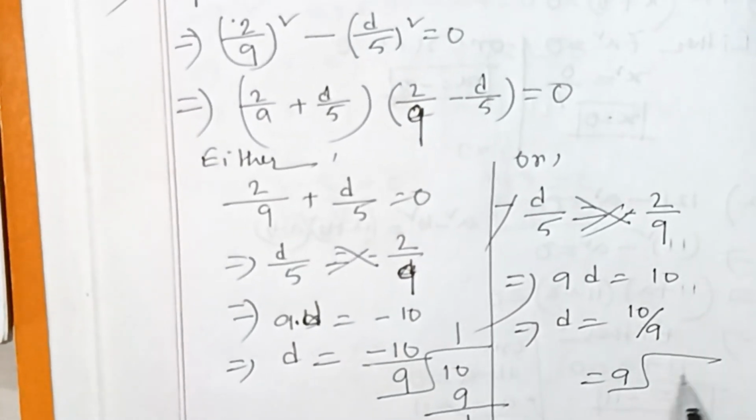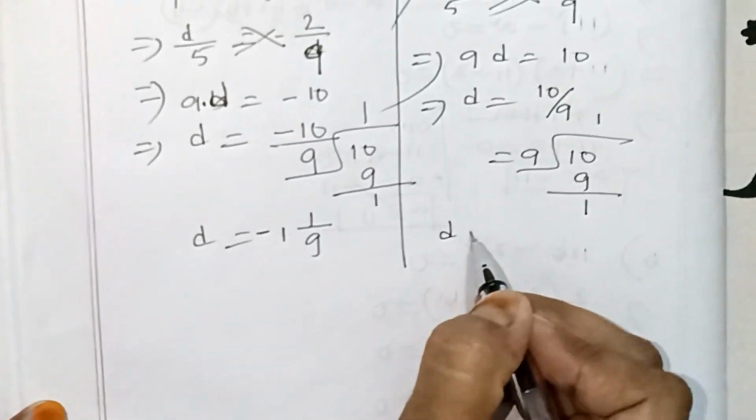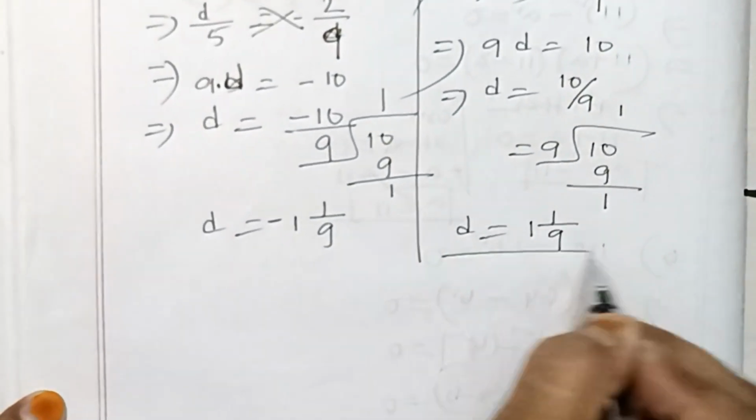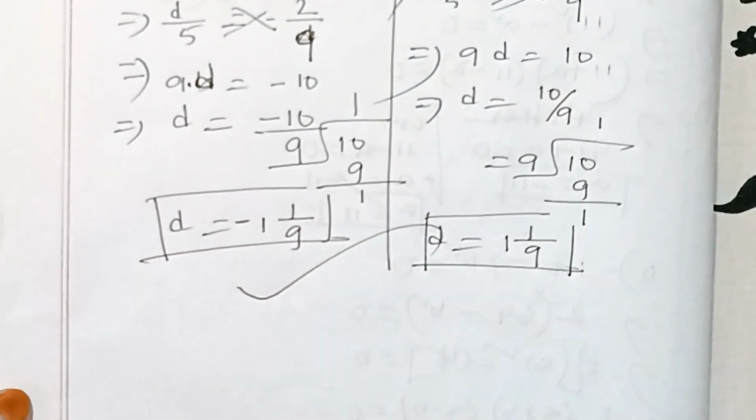That's it. So again we divide, 9 ones are 9. So that means d is equal to 1 upon, so 1 by 9. We get two solutions here. That's it. This is the answer.